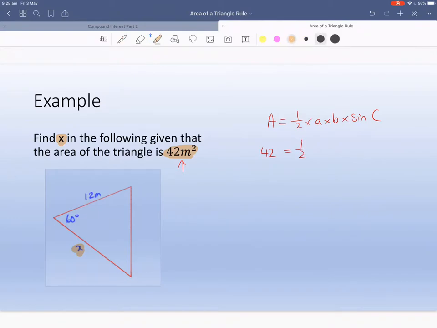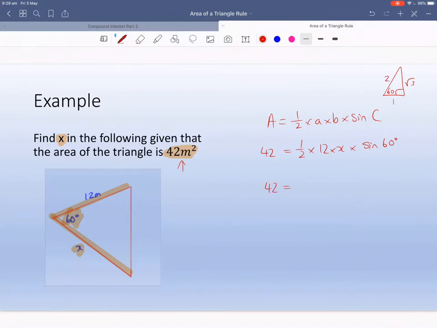I want to point out that we've got two side lengths and its included angle. That's why we can use it. So it'll be 12 times x times sine 60. Now, sine 60 is another one that we use in that triangle, so it'll be that angle there. And remember, that's root 3, that's 2, and that's 1. So we're looking at root 3 over 2.